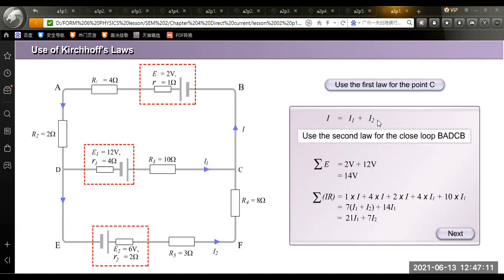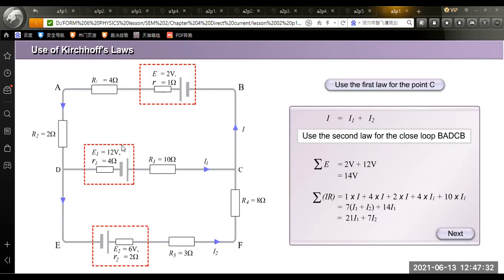I1 plus I2 equal to I. All right, then use the second law. I choose the loops for A. Which loops do I choose? Okay, B, A, D, C, B. Now my loop is in this direction.